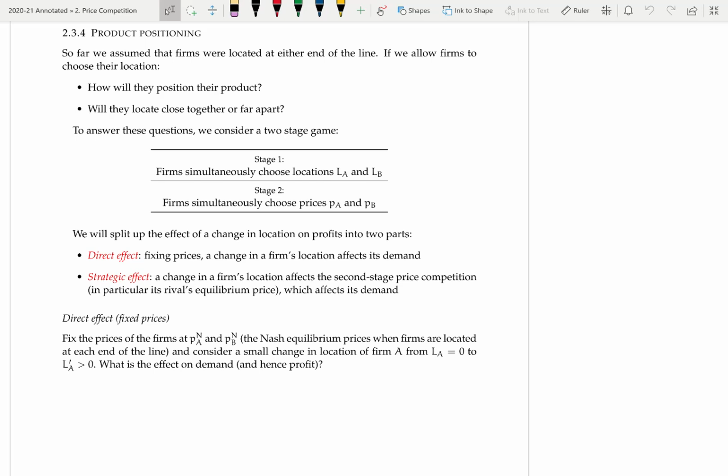Here we're fixing prices and looking at the effect of a change in location. Let's fix the prices at the Nash equilibrium prices when the firms are located at either end of the line. What is the effect of a small change in location of firm A from LA equals 0 to some other location, LA dash, which is larger than 0?